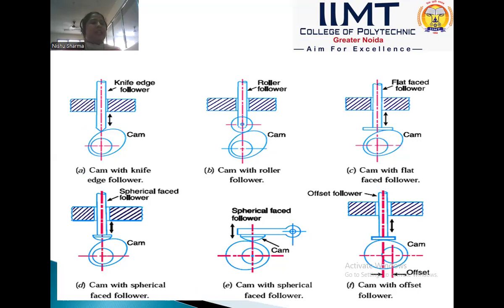And we see that the side thrust between the follower and guide is much reduced in the case of a flat face follower, and the only side thrust occurs due to friction between the contact surface and the follower of the cam. The relative motion between the surfaces is largely of sliding nature, but wear may be reduced by offsetting the axis of the follower. When the flat face of the follower is circular, then this flat face follower is converted into the mushroom follower.